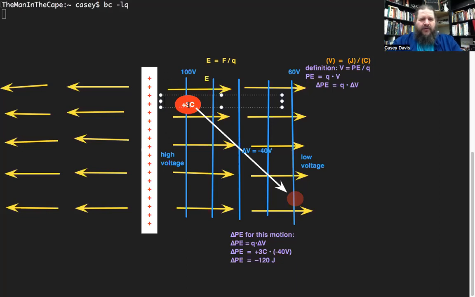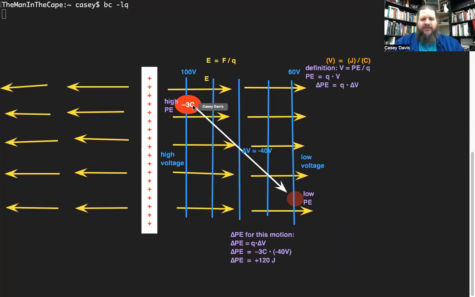So it looks like the object started off with high potential energy and ends with low potential energy. On the other hand, though, what if we used a negatively charged object? Let's say instead of being positive 3 coulombs, let's say this was negative 3 coulombs. What difference would that make? If we use a negative 3 here, what would that do to the result? You have a positive change in potential energy.